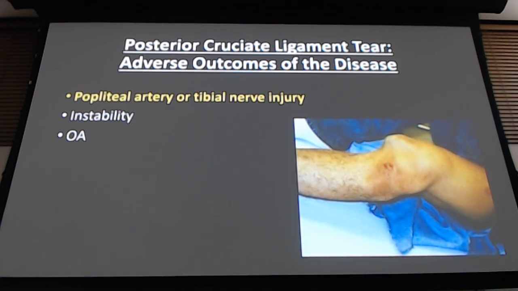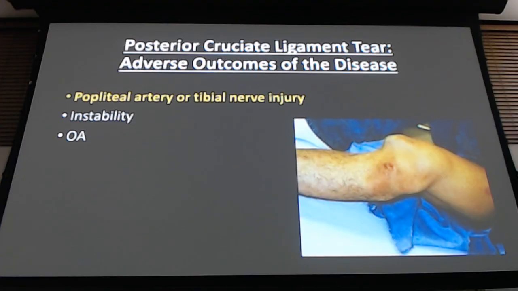Okay. So adverse outcomes of disease, obviously if it's just an isolated PCL, it could be fine, okay? But what's the artery? What's the nerve? Okay, those are at risk for compromise, okay? So does that look like more of a traumatic injury there? Yes. Yes, yes, and yes. Okay, that looks worse than that picture before, okay?